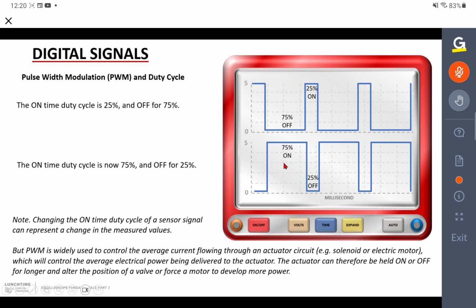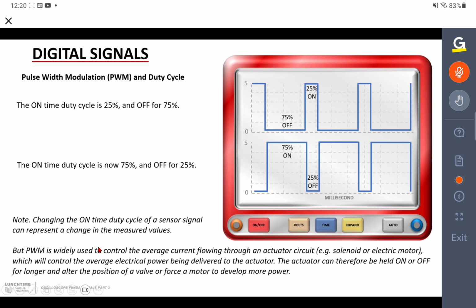So changing the on time increases the average current flow passing through the circuit, which means we can open and close a solenoid valve. We can control an electric motor: increasing and decreasing the duty cycle, the on time, if you like, can provide more torque on that motor, and effectively ends up changing the speed.